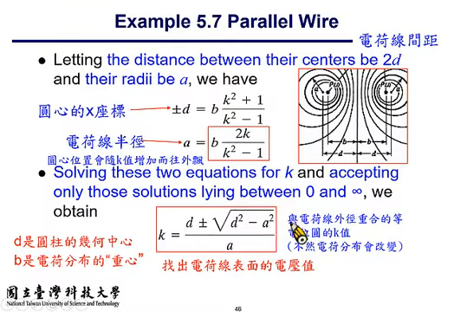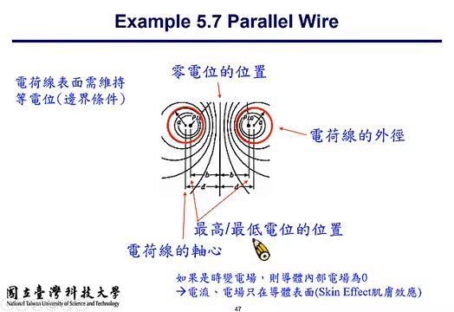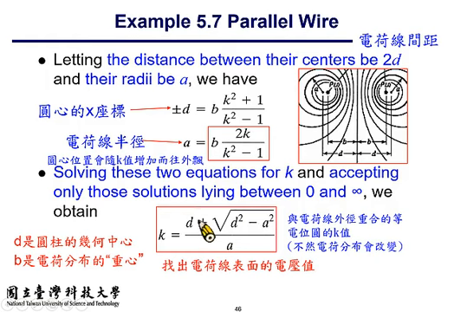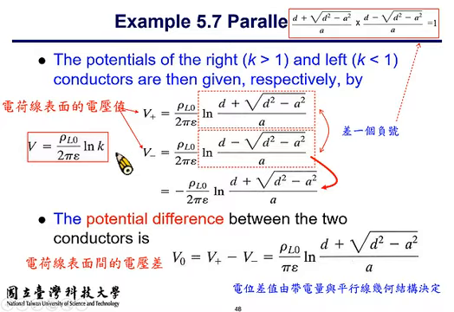D plus and minus square root of D square minus A square over A can be supplied because they are the two K values. They can be supplied to the expression for the voltage.